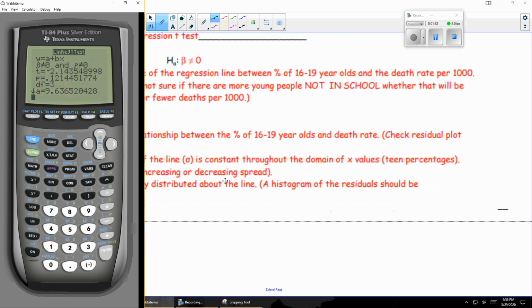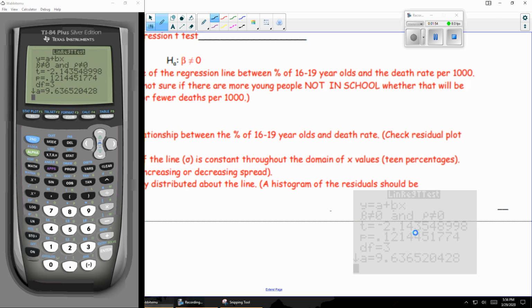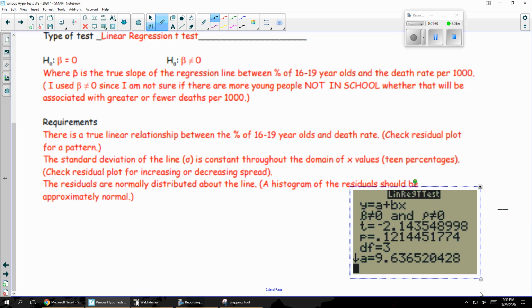When I calculate it, I get this information here, which includes my test statistic, my p-value, my degrees of freedom, that's the number of points minus 2. And if I scroll down a little further, I can see the whole line right there. But with a p-value like that, I will almost certainly fail to reject at most alpha levels.